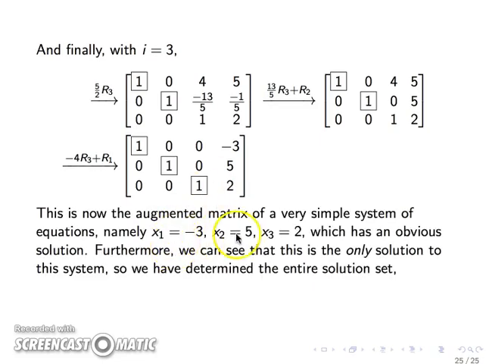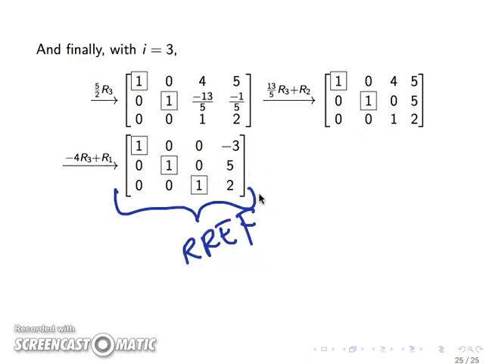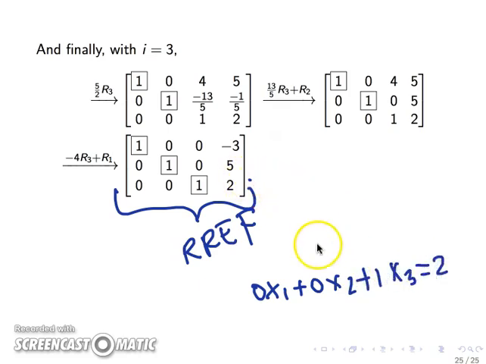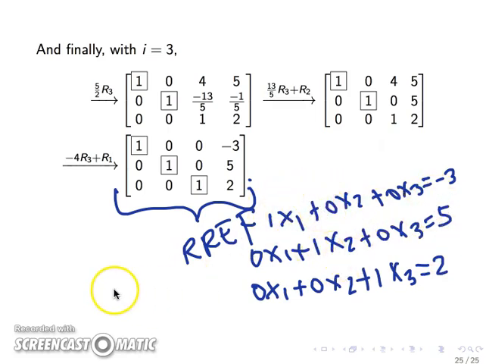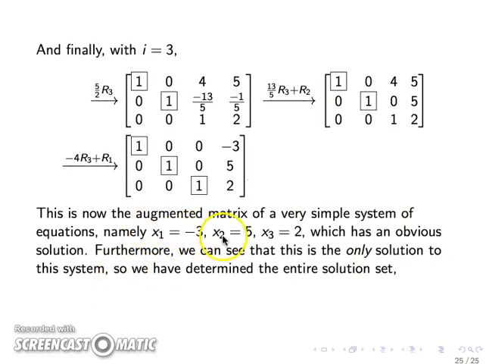This here corresponds to a system of equations. I'm going to read the last equation first. The last equation says 0x1 plus 0x2 plus 1x3 equals 2. The second equation says 0x1 plus 1x2 plus 0x3 is equal to 5. And the first equation says 1x1 plus 0x2 plus 0x3 equals minus 3. So these three equations say x3 equals 2, x2 equals 5, and x1 equals minus 3.